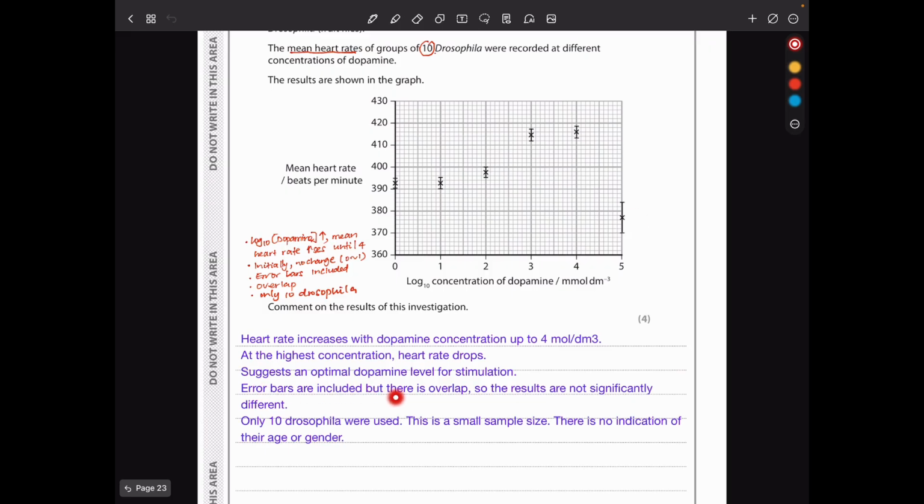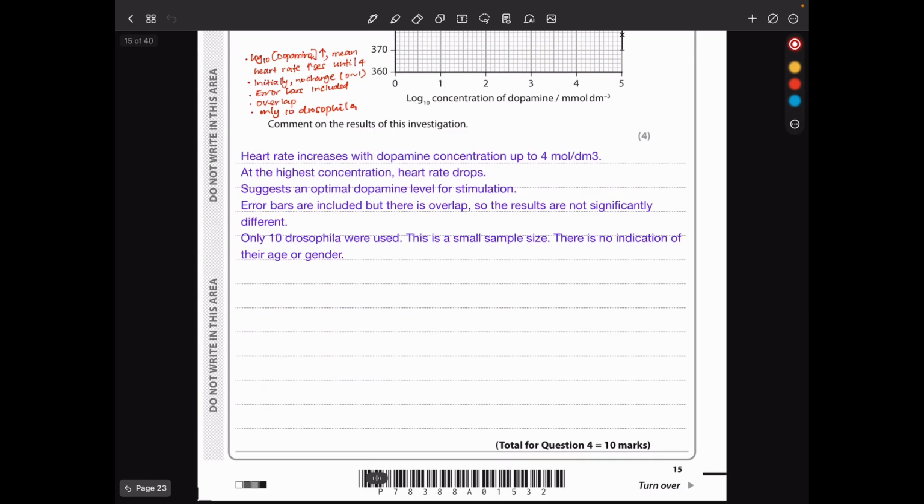Error bars are included, but there is overlap, so the results are not significantly different where there is overlap, for example here and there. Only 10 Drosophila were used. This is a small sample size, and there is no indication of their age as well as gender.